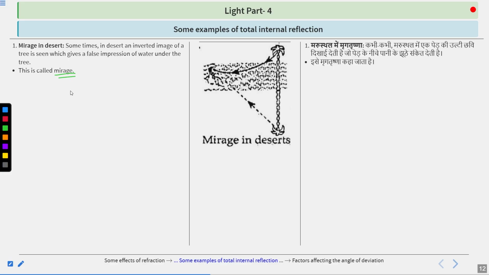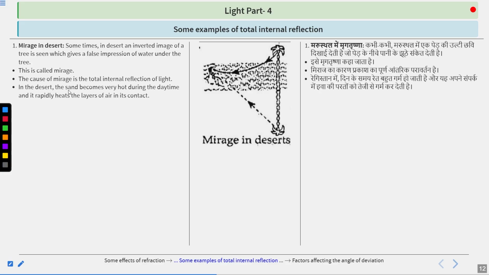This is called a mirage, like a thing which is not actually happening. The cause of mirage is the total internal reflection of light. In the desert, the sand becomes very hot during the daytime and it rapidly heats the layer of air in its contact. For example, this is the sand. This is the layer of air in contact with the sand. So in the daytime, this layer will become critically hot because of contact with the hot desert sand beneath it. Okay.